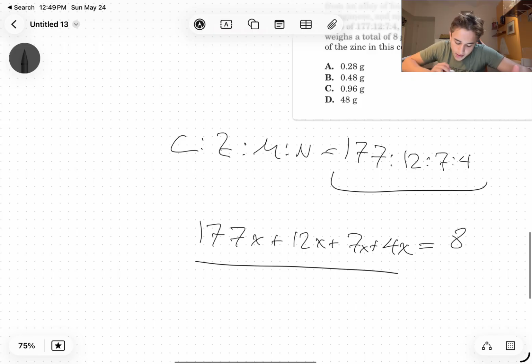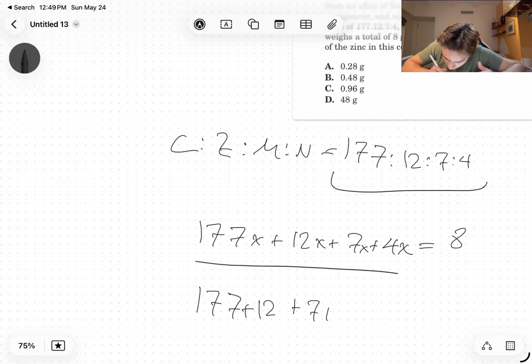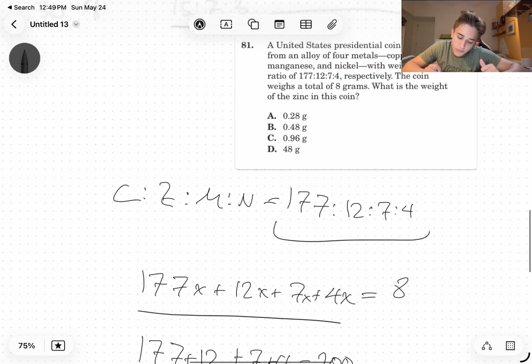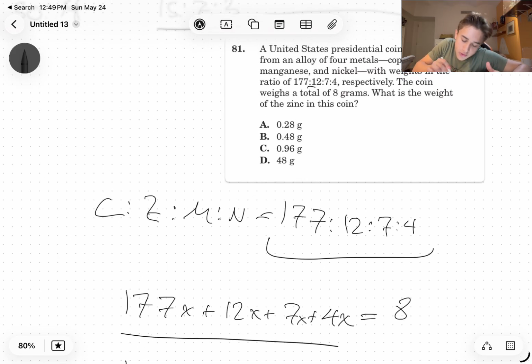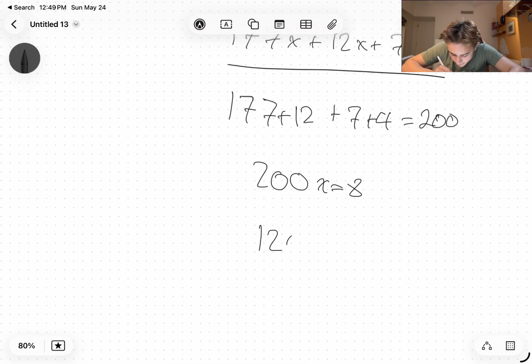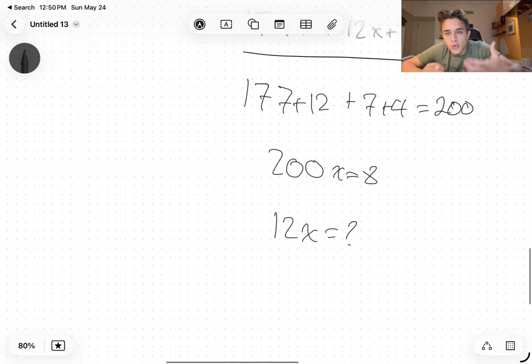So if we add these all together, you get 177 plus 12 plus 7 plus 4 is equal to 200. So if you see, it's a nice little round number. So we have 200x is equal to 8. Okay. And we want to find the amount of zinc, which is the second, so it's going to be 12. So we need to find 12x. And so we don't actually need to solve for x here, right? That's going to take a little bit longer.